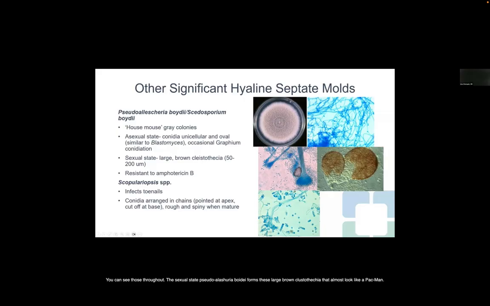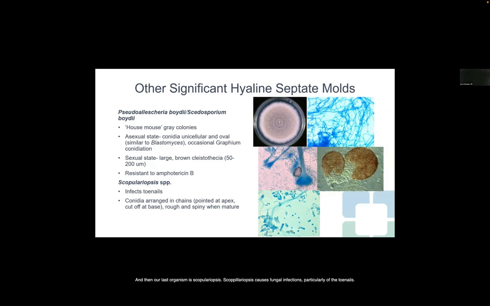The sexual state, Pseudallescheria boydii, forms these large brown cleistothecia that almost look like a Pac-Man type structure. Pseudallescheria is resistant to amphotericin B, so it's important to recognize that therapeutic consideration. People that get infections with P. boydii include immunocompetent patients. Patients that have suffered a near drowning, and afterwards there's a high mortality with this particular infection, as well as cystic fibrosis patients as well.